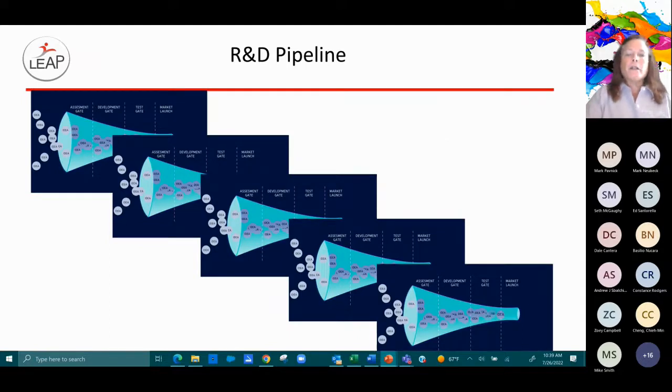So as you can imagine, the R&D pipeline has to be full. And so I go back to that initial slide that I presented where it takes many ideas to get one product out the door. So having many product development funnels, if you will, that are active and in different stages, creates a full pipeline.